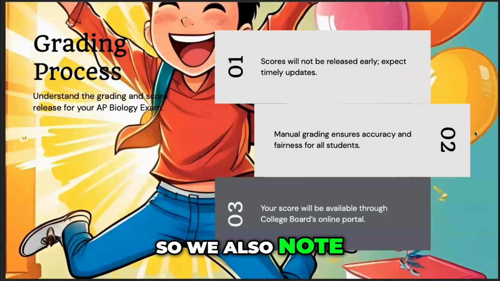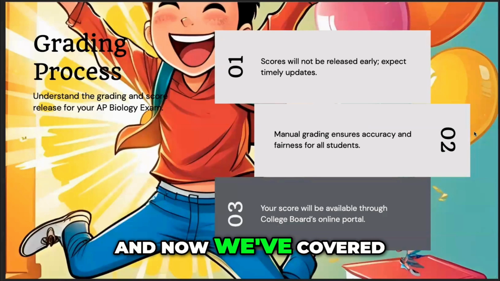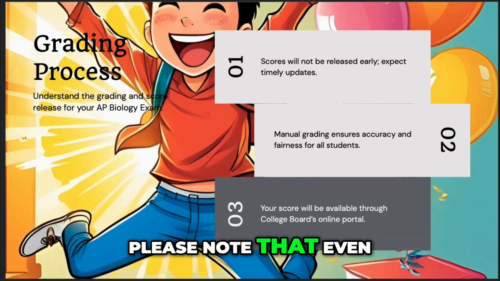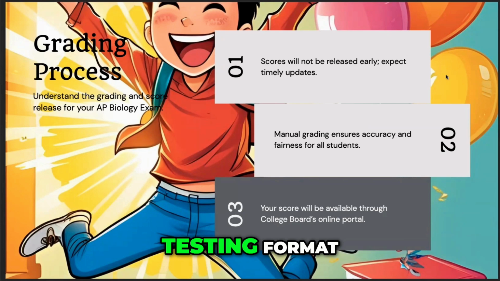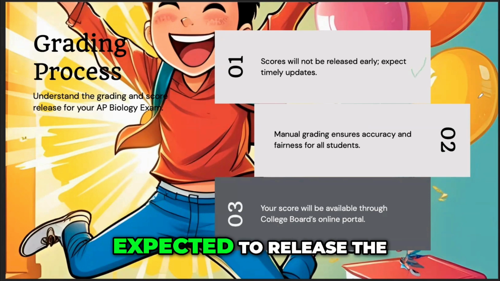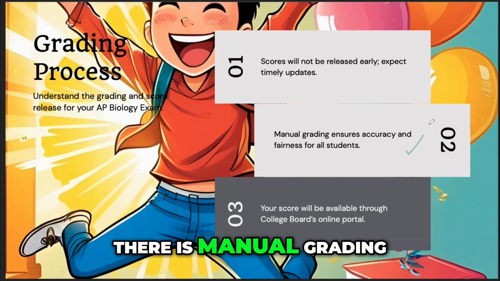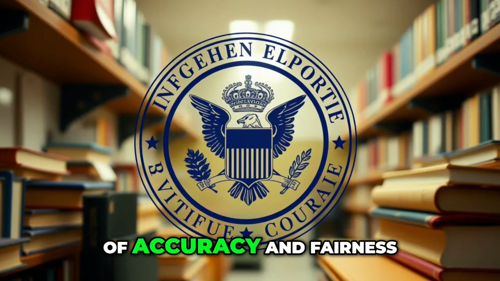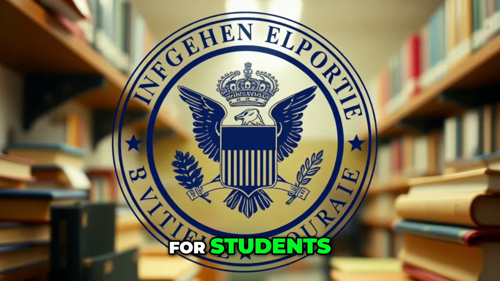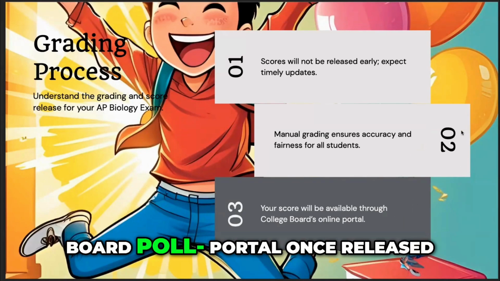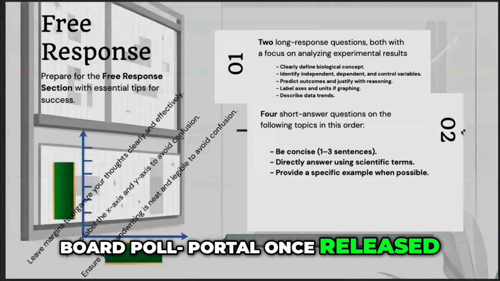So we also note the grading process. Now we've covered both the process, you've taken the test. Please note that even though we've changed the testing format, College Board is not expected to release the test any earlier than normal. There is manual grading to ensure some sort of accuracy and fairness for students. And remember to ensure that you're checking your grades on the College Board portal once released.